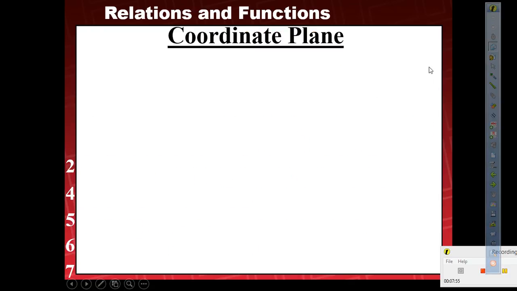Look up, please. Oh, actually, before we get there. Have you heard of the coordinate plane? Yes, right? El plano cartesiano, ¿lo han escuchado? No. El plano cartesiano no lo han escuchado.